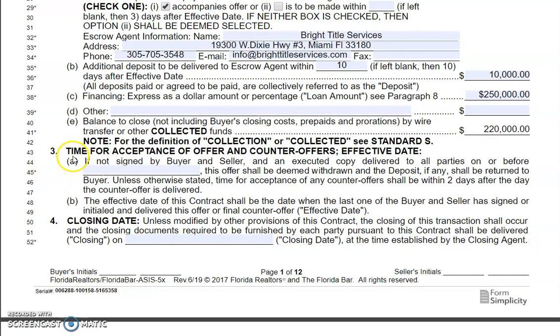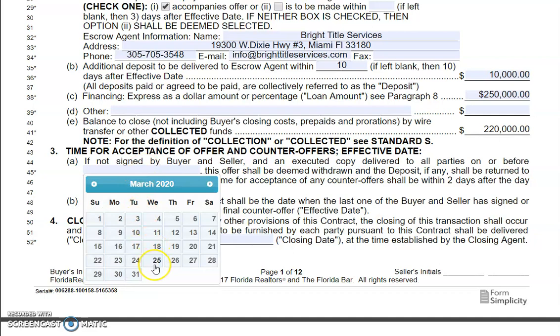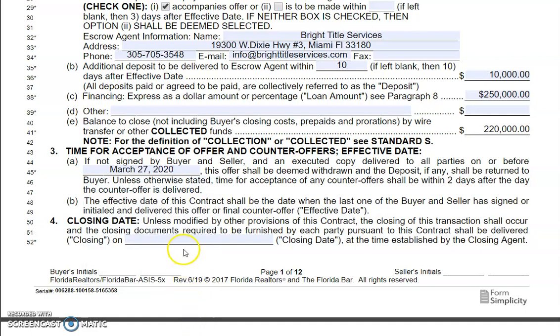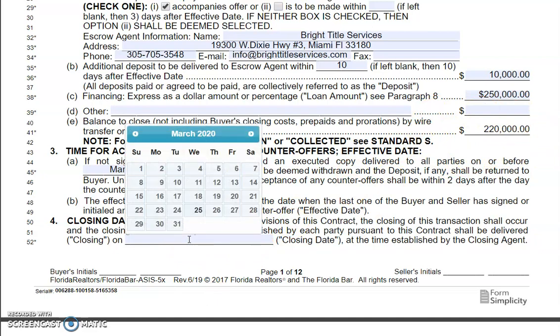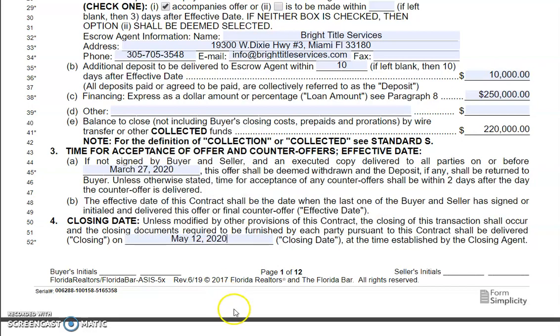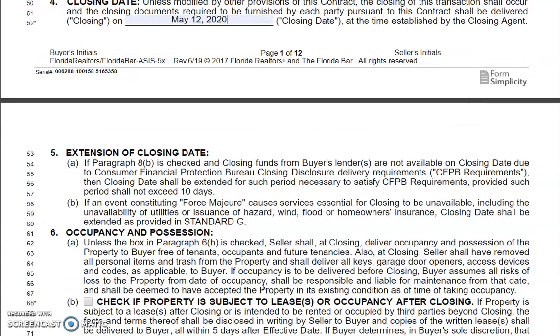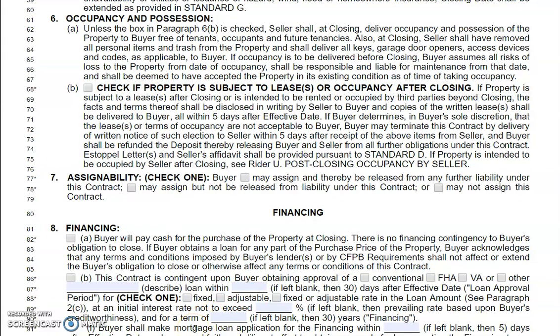Then we go here for the time for acceptance of the offer, and let's put 2 days from now. So today is the 25th. Let's put that they need to answer on the 27th. And for the closing date, as it is financed, we need to put around 45 days, or a little bit more, even 50, but let's put around 45. So today is the 25th, so here is 1 month. Let's go a little bit more, and let's say the closing is going to be on May the 12th, 2020. And we have plenty of time also for the financing.